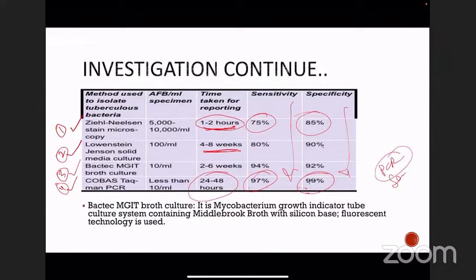And in between, we can go for BACTEC MGIT broth culture also, which gives result in 2 to 6 weeks and sensitivity and specificity near to TaqMan PCR. But to get early diagnosis, nowadays we are doing PCR only, right?